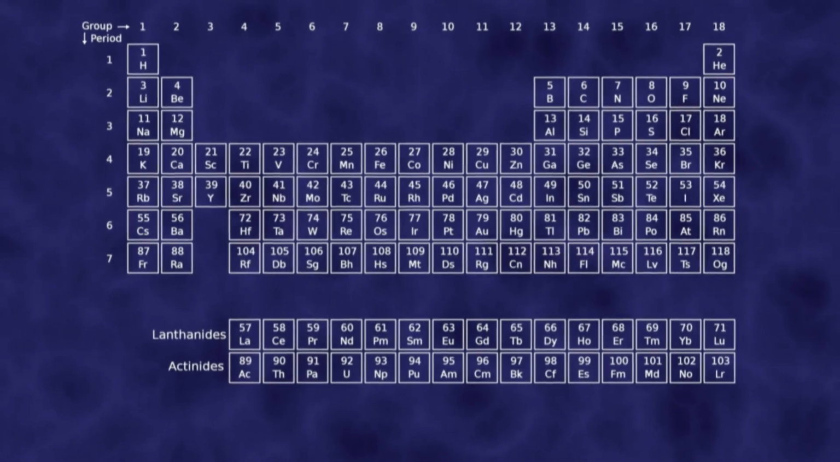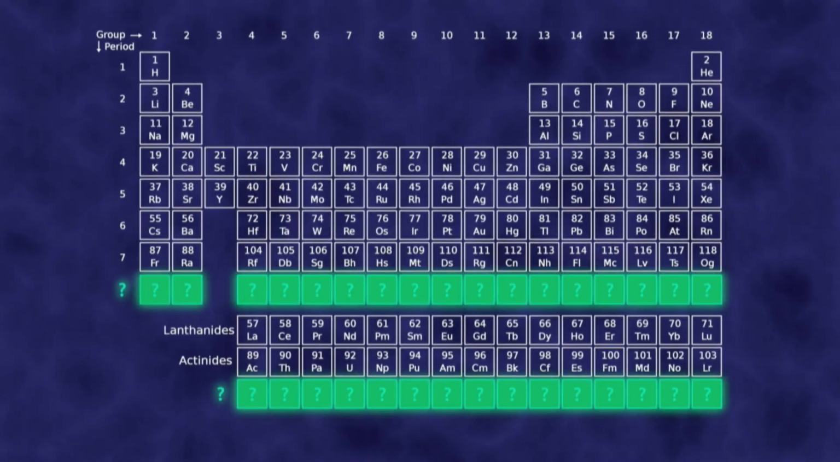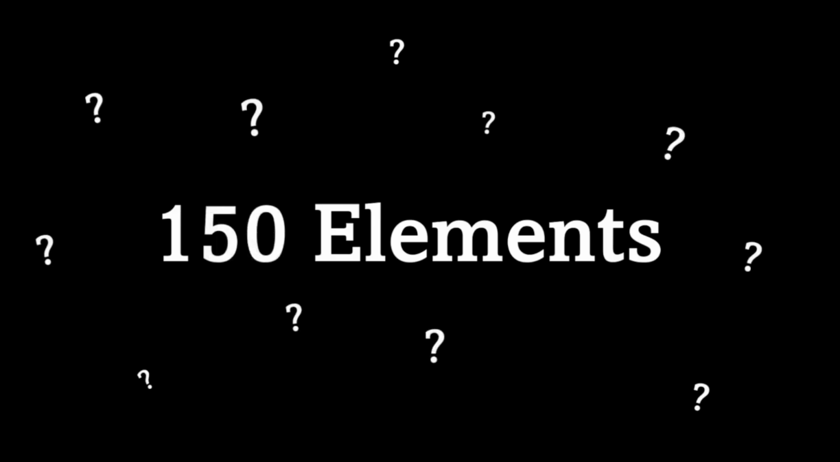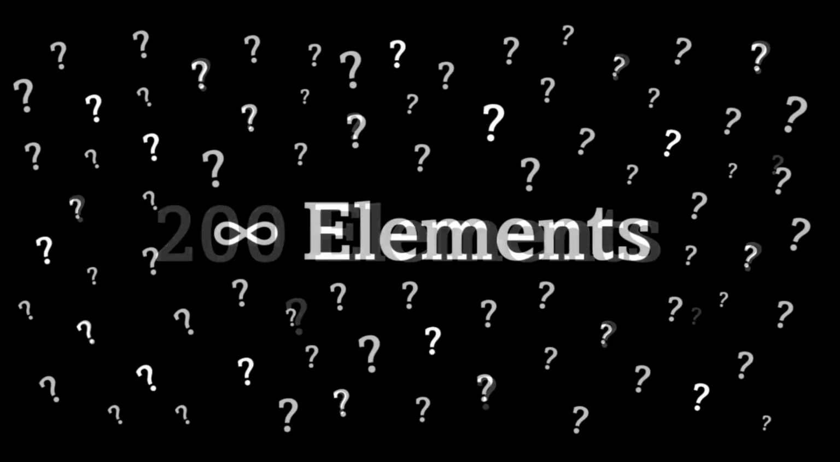What would the periodic table look like if it was extended? So far, we've only discovered 118 elements. But are there more? 119? 150? 200? Infinite?